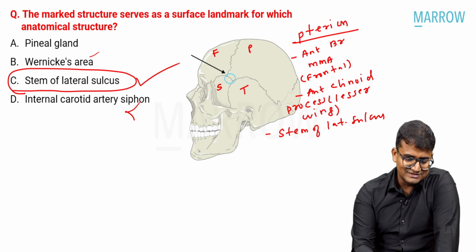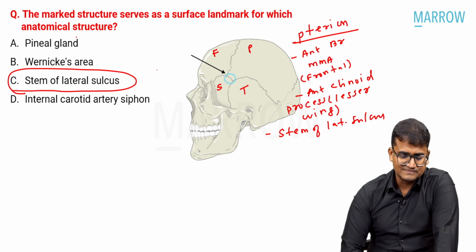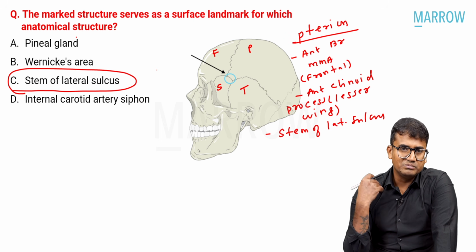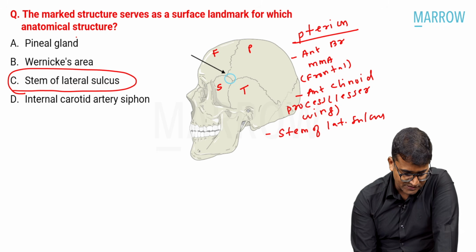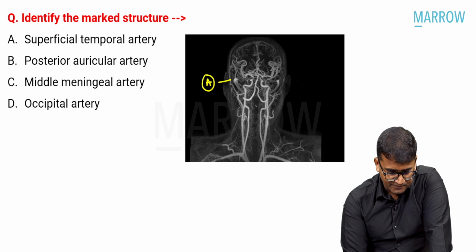Intercalated siphon, vernix area, pineal gland, no, these were not present. Answer for this question, C, stem of lateral sulcus present beneath the pterion. That is the answer for this question. Identify the marked structure. Superficial temporal artery, posterior auricular artery, middle meningeal artery and D, occipital artery.